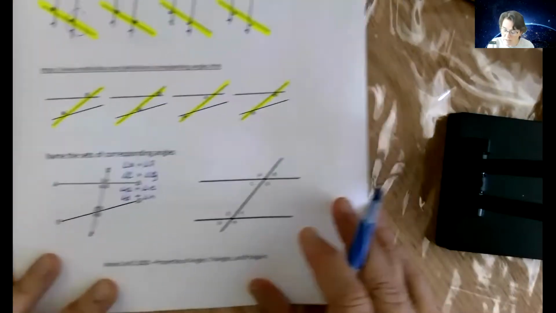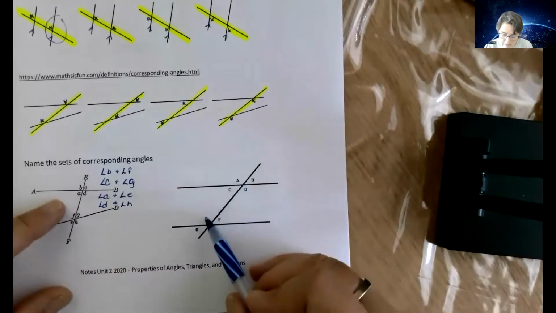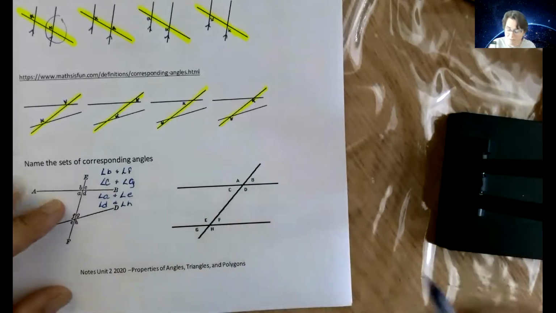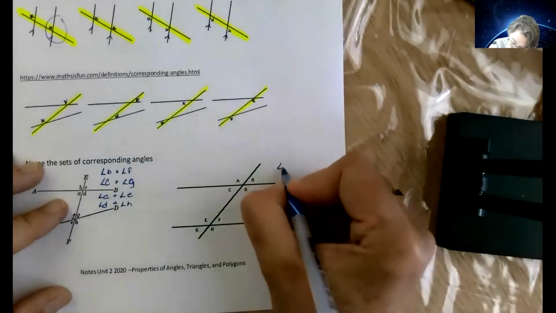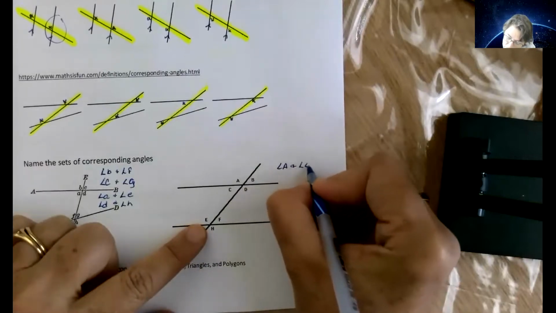All right, same thing here. Oh no. A and E. No, I thought it was going to be exactly the same set of answers. Now it's going to be embarrassing. Angle A and angle E.